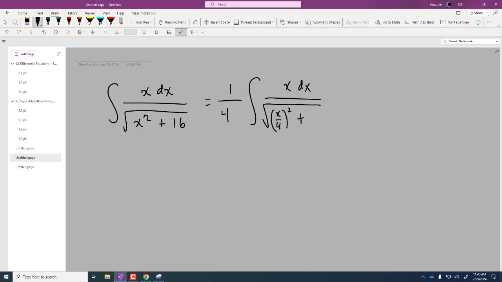Does everyone agree with that? Yes. So we're factoring out that 16. We're thinking of multiplying this by 16 over 16, and we're pulling that 16 out. Then we need to rewrite the x squared over 16 as a single square. So x over 4 quantity squared. Sine, secant, or tangent? Tangent. It's got the plus. So x divided by 4 is tan of theta. Take the derivative of both sides. We get a quarter dx equals secant squared theta d theta.